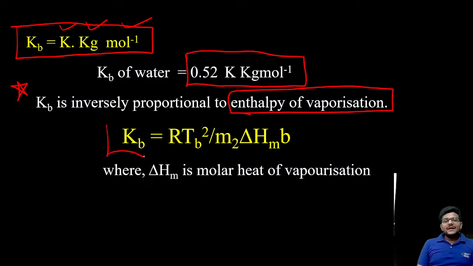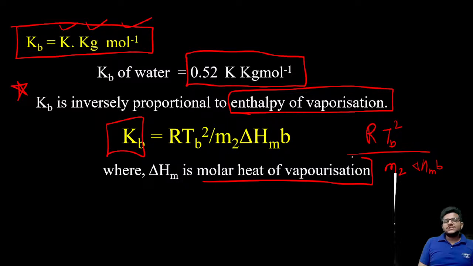So Kb is represented by R T b squared divided by M2 into ΔHv, where Tb is the boiling point, M2 is the molecular mass, and ΔHv is the molar heat of vaporization. Kb is the ebullioscopic constant, which is inversely proportional to the enthalpy of vaporization, and Kb is equal to 0.52 Kelvin kg mole inverse.